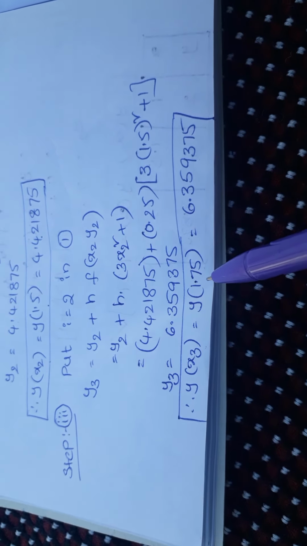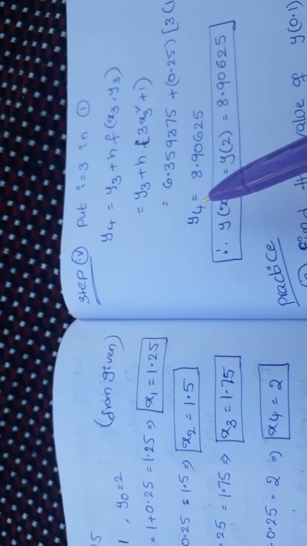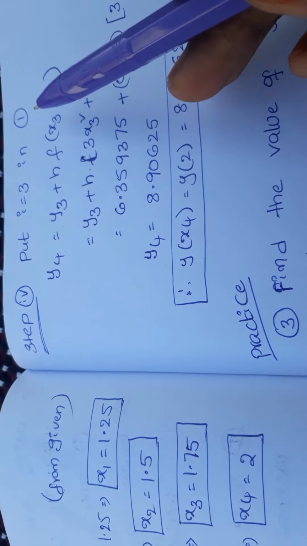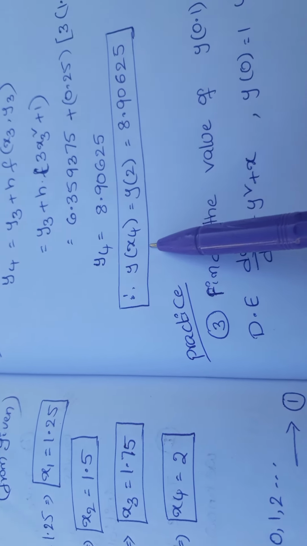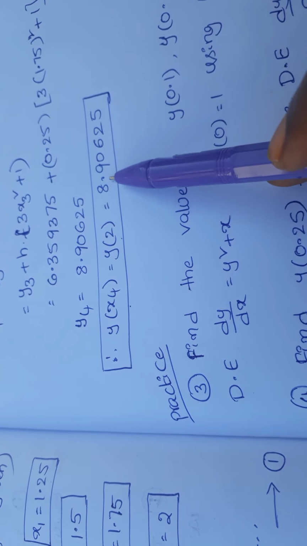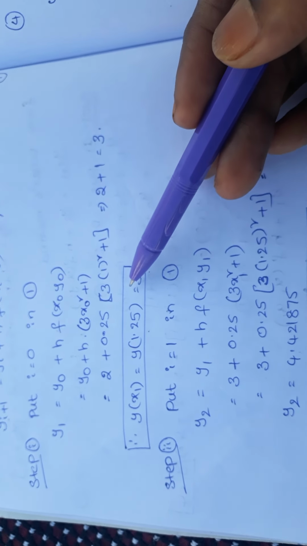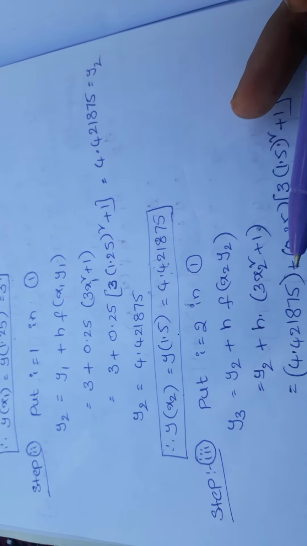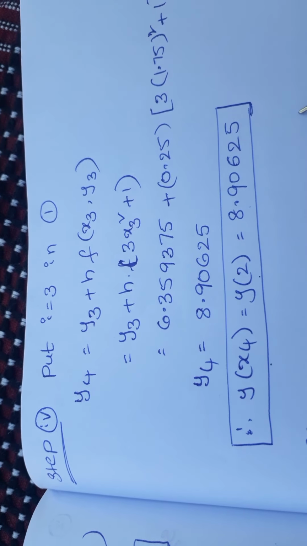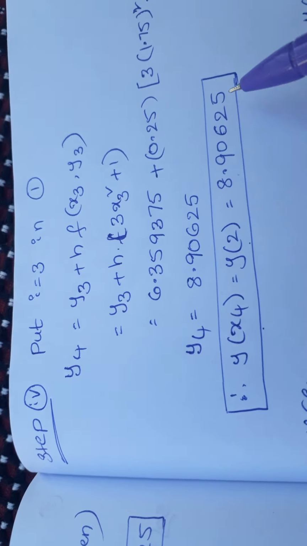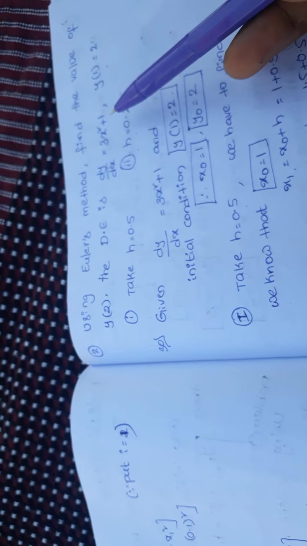And next y of x3, y of 1.75. And next put i is equal to 3, y of x4 is equal to y of 2, which is equal to 8.90625. Okay, these are the values of y of x1, y of x2, y of x3 and y of x4. Okay, so this is the solution of the differential equation 3x square plus 1 by using Euler's method.